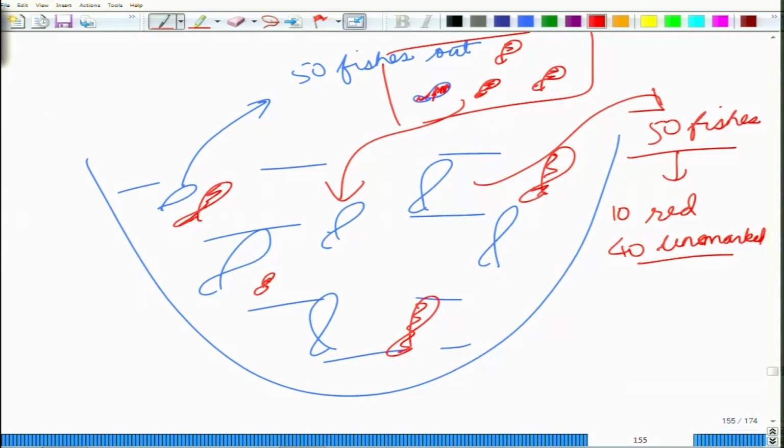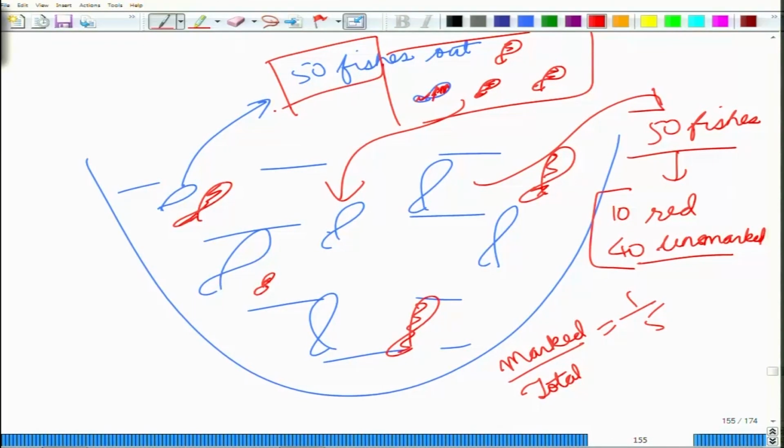Now in this case, because all of these fishes have completely mixed up in the population, we say that 1 out of every 5 fishes is marked. So the ratio of marked to total is the same in the sample and in the population. Now the total number of marked fishes is 50. So you multiply by 5, and so you get that 50 out of 250 fishes are marked. In this way we can say that the total number of fishes in this pond is 250.